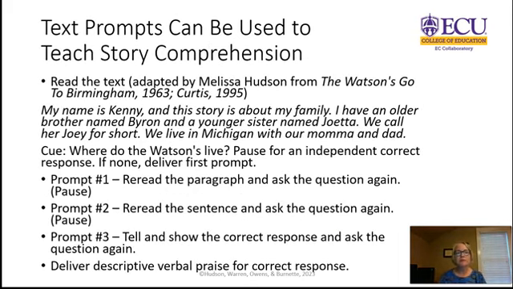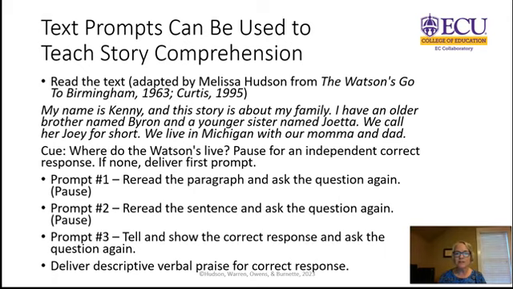Text prompts can be used to teach story comprehension, as we talked about earlier. Here's an example. We have adapted text from The Watsons Go to Birmingham. Here's what it would look like. Here's the text. My name is Kenny, and this story is about my family. I have an older brother named Byron and a younger sister named Joetta. We call her Joey for short. We live in Michigan with our mama and dad.